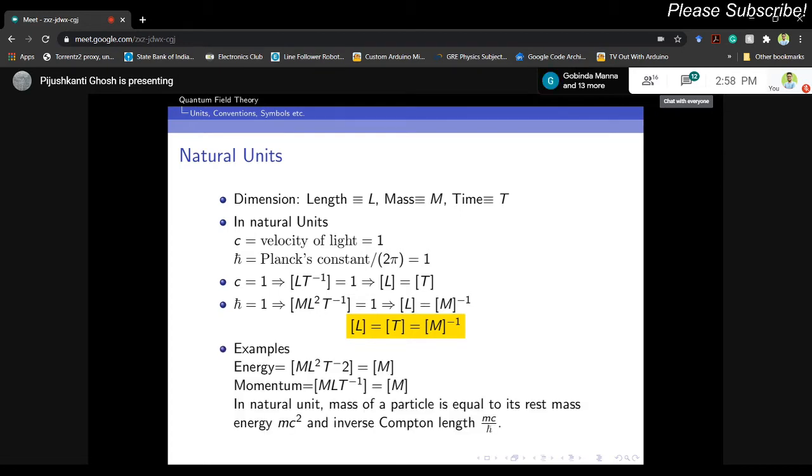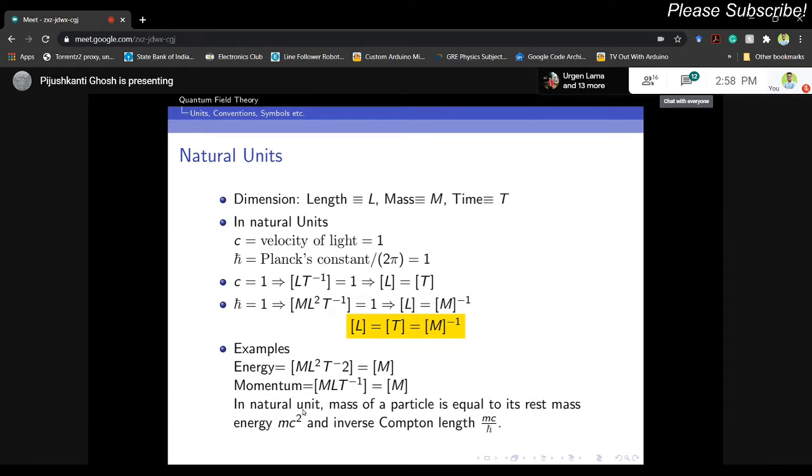Now, let me give some examples. In natural unit, dimension of energy is M, because energy dimension is M L square T minus 2, and since L and T they are identical, then you are left with M. Similarly, momentum dimension is M L T inverse. Since L and T they are identical, basically momentum dimension is M.